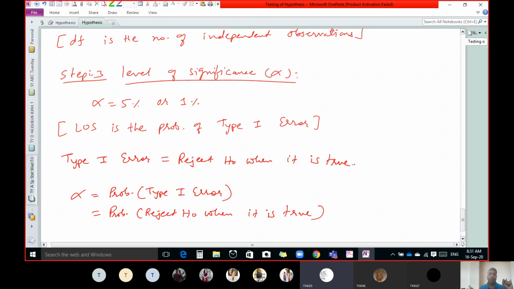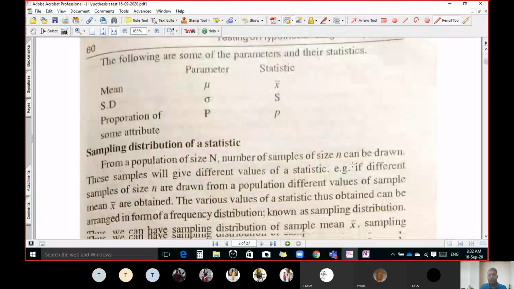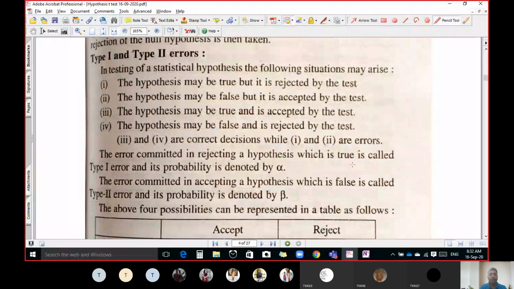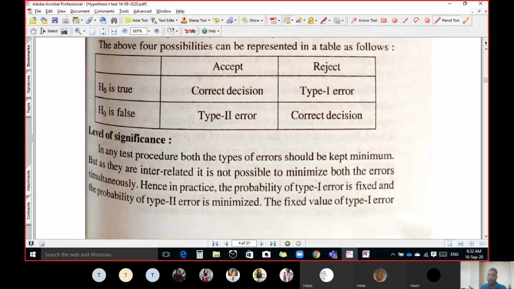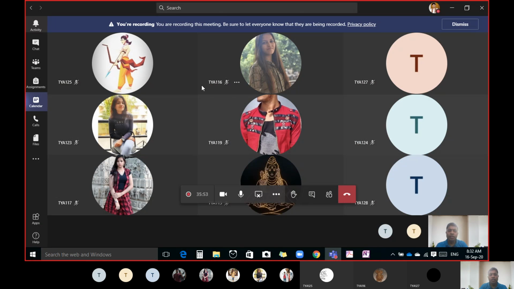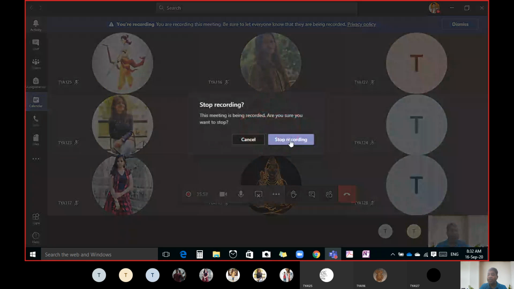Now, what are type 1 error and type 2 error? You have to find that out. We will discuss that in detail in our next lecture. You have to read this, and you have to explain to me in detail regarding type 1 error and type 2 error in our next lecture. Consider that your homework. So this is enough for today. If you have any question, we will discuss it in our next lecture only.